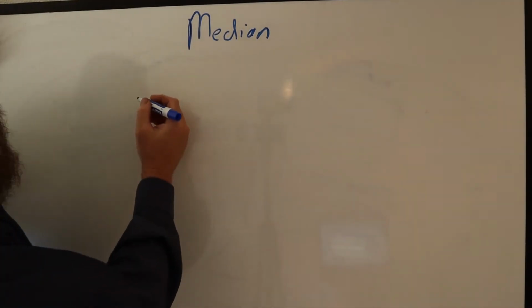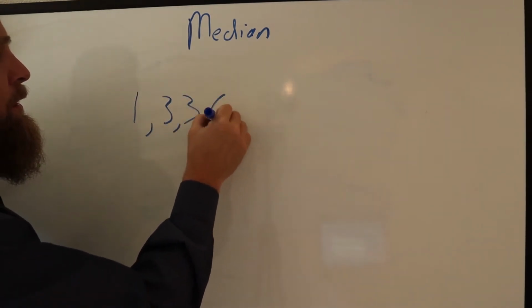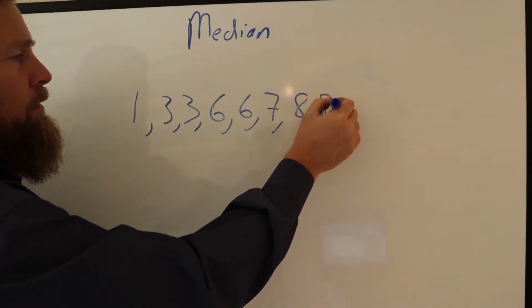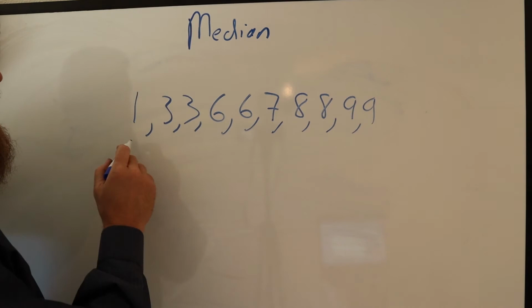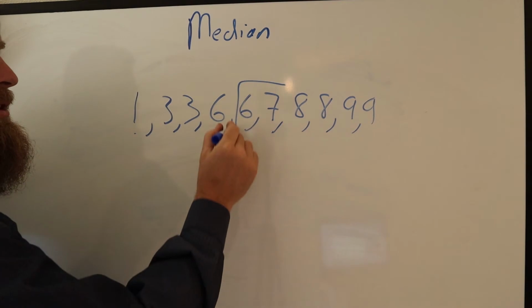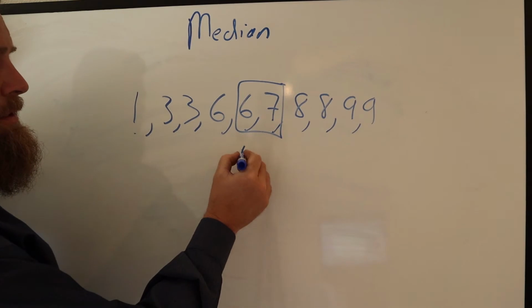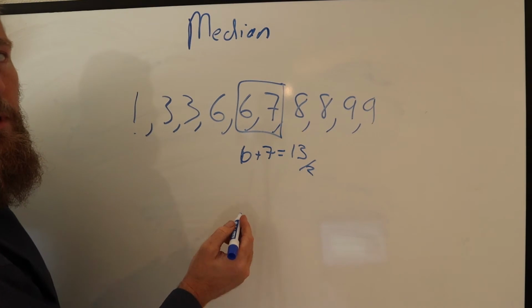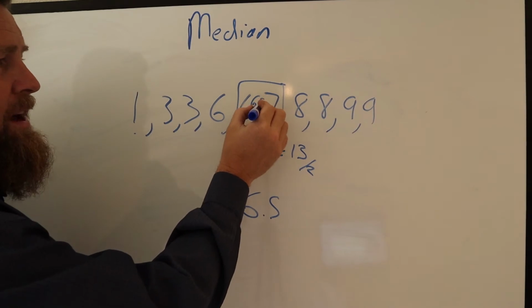Here's a new example. This one looks like the old one, but it's different. Now what do we do? We're going to go 1, 2, 3, 4, 5. 1, 2, 3, 4, 5. These two are our middle numbers. So now we're going to take 6 plus 7. 6 plus 7 is 13. And we're going to divide that by 2. Does anybody know what that is? 6.5. So now 6.5 will be our median.